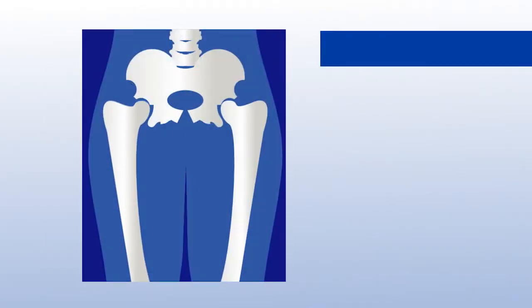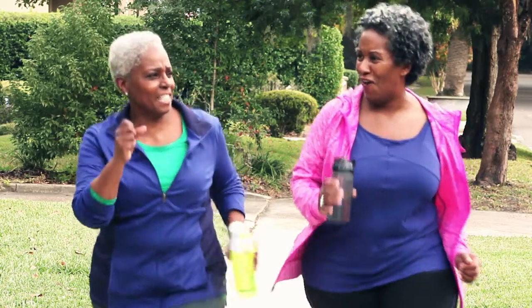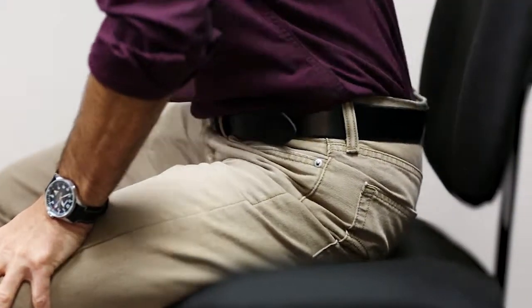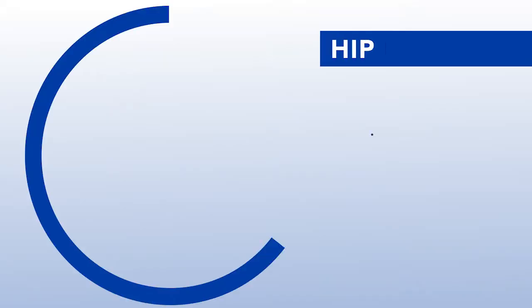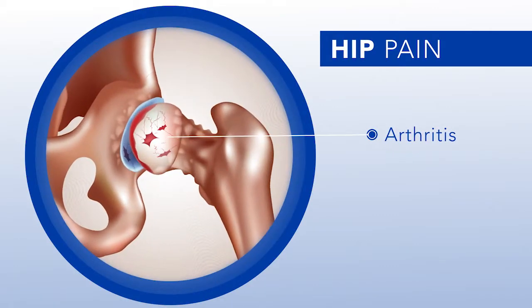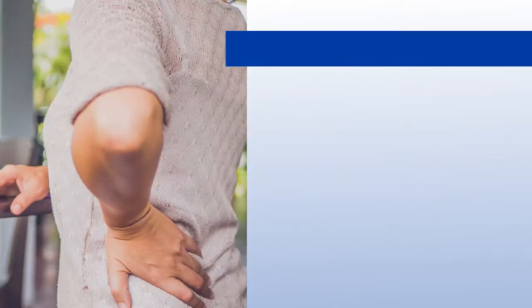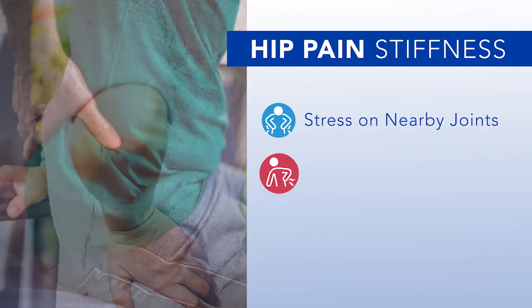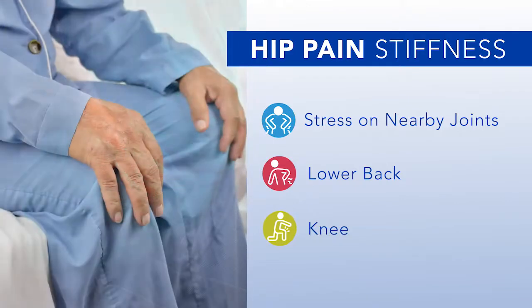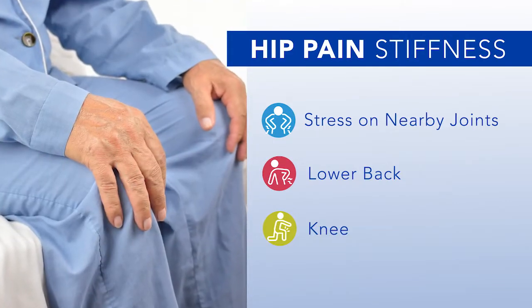The hip is one of the most important joints in the human body. It allows us to walk and change positions, like when going from sitting to standing. When the hip is injured or has arthritis, it becomes stiff and painful, making daily activities difficult. This stiffness can also put stress on nearby joints, like your lower back or your knee, causing additional problems in these areas.